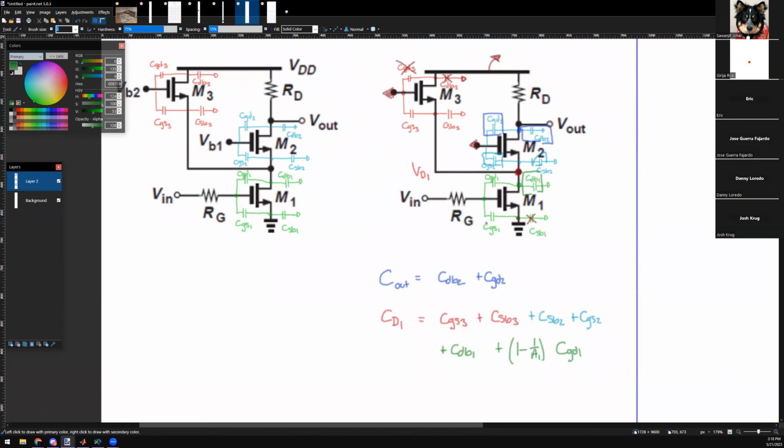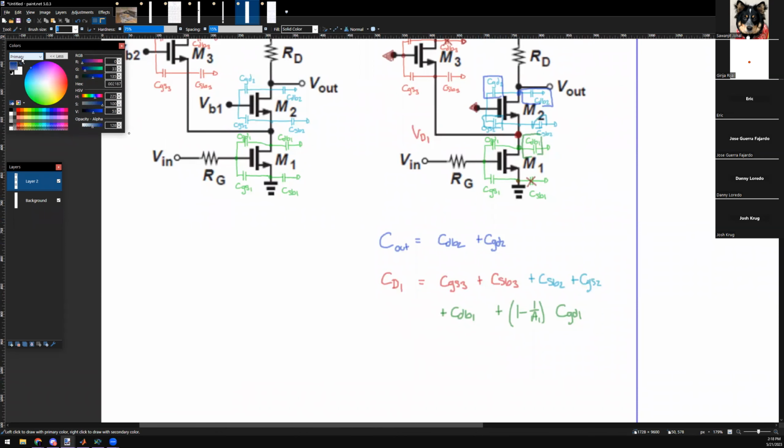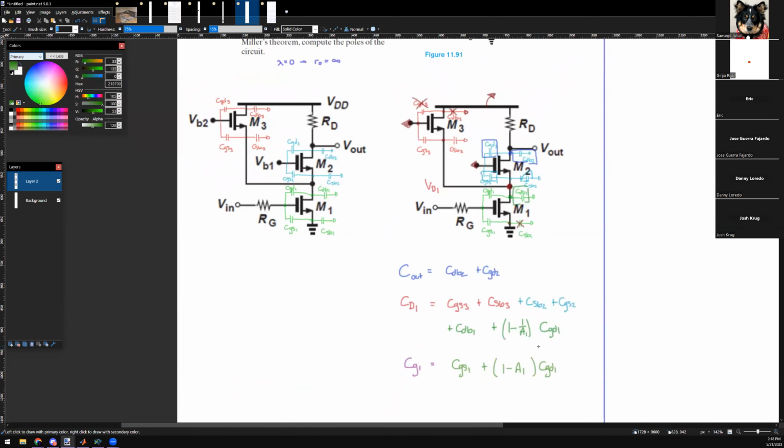And then it's just one more left, C in. Well, it's not technically C in, it's on the gate of M1, so I'm just going to call it CG1. This guy has CGS1 plus CGD1 times 1 minus A1. Yes? All right, I totally agree with you guys.